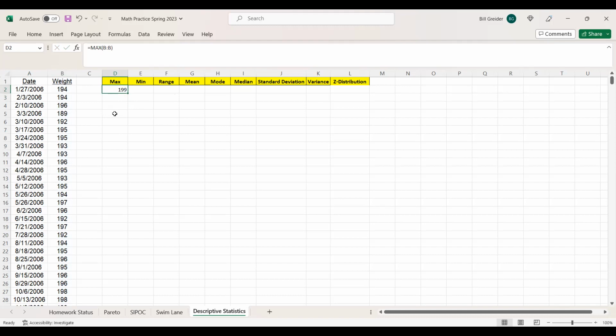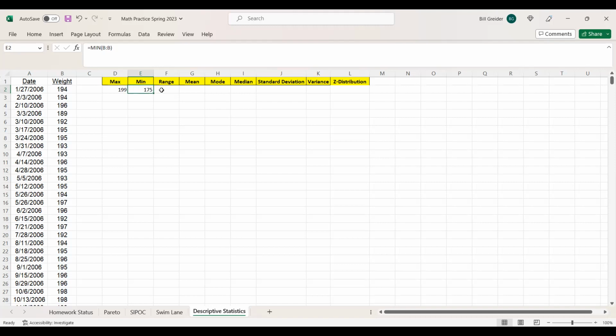All right. Same thing with minimum. Type equals, start typing min, double click on min, highlight weight. And the least I weighed, I was close a couple weeks ago with 175 pounds. So I started fasting, by the way. So hopefully I'm seeing the numbers start to drop.